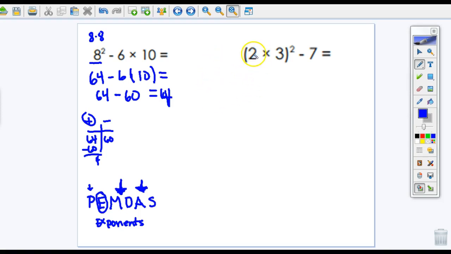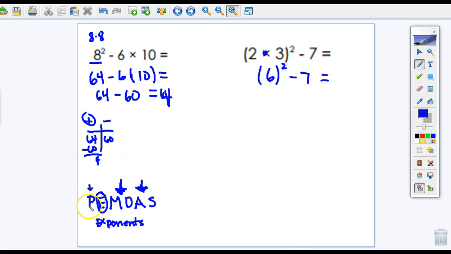Okay, so now I have this problem. Now remember, P means parentheses. So I have these parentheses, and I have an exponent. But because P comes first, I need to see if I can do the problem inside the parentheses first. So I look in here and I see 2 times 3. That is a simple problem, and I can solve that before I do my exponent. So I'm going to say 2 times 3 is 6. And then I'm going to add my exponent and then bring down my minus 7.